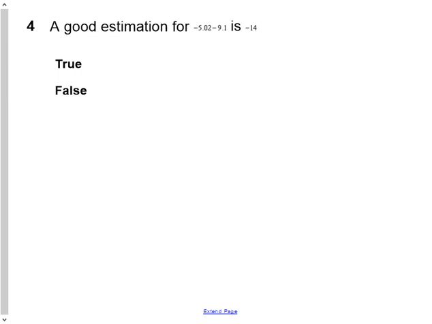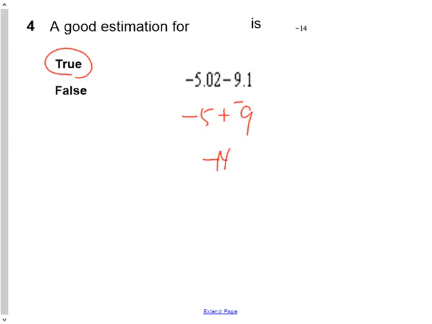The next question, a good estimation for this question will be negative 14. So again, it does not require a calculator. So if I take this question here, and let's bring it down here. How will I do this? Well, I'll change the numbers to non-decimal. So negative 5, take away 9. Now that's a question that should not require a calculator. That is negative 14. But if I keep flip change, because if you're one of those people who has a hard time subtracting, 5 negatives plus 9 negatives is still 14 negatives. So the answer for question 4 is true. That is a good estimation.